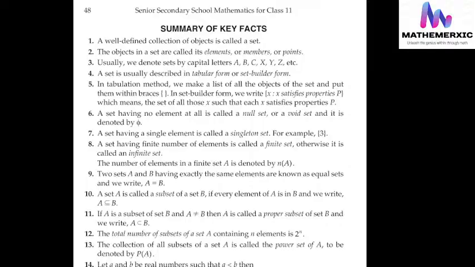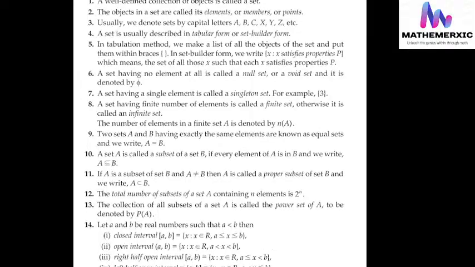As a summary of key facts, let us go further with this. A well-defined collection is a set, and each object in the set is an element, member, or point. Usually we denote a set by capital letters. The set is usually described in tabular form or set builder form. In the tabulation method, we make a list of objects and put them in braces. Note, braces, not brackets.